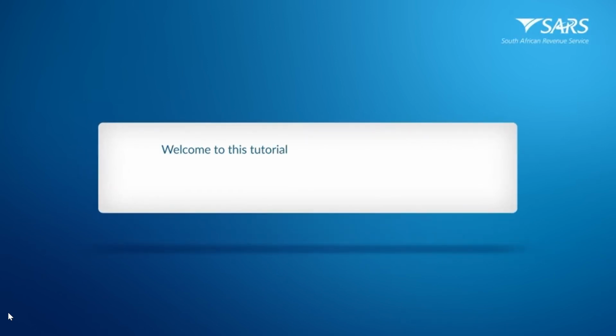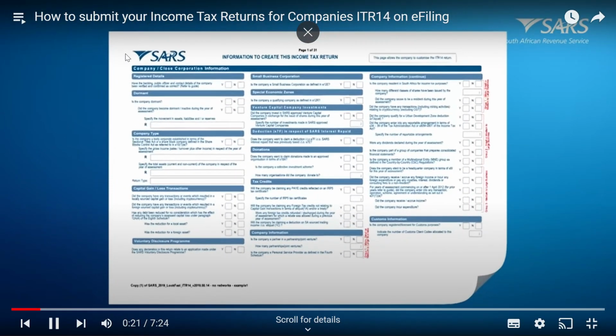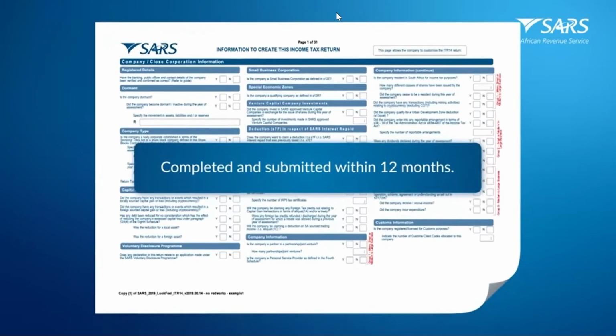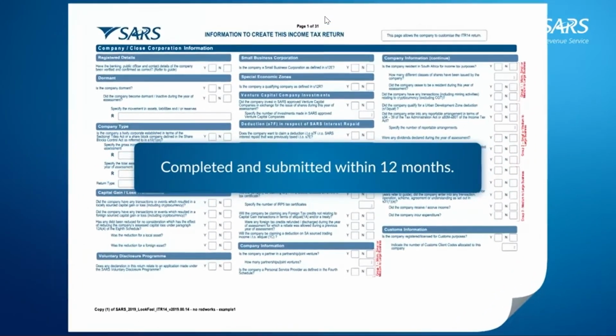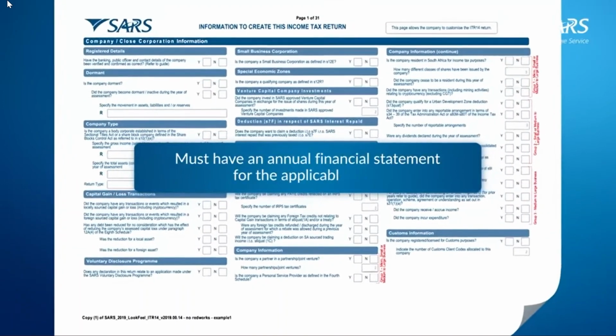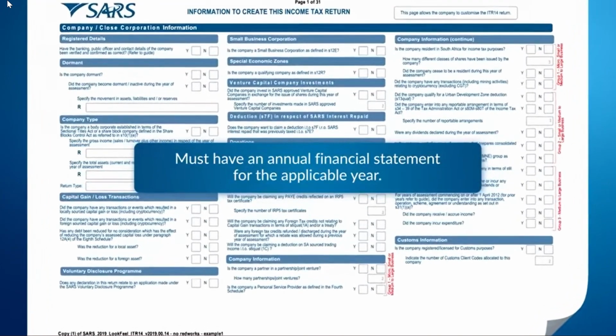Welcome to this tutorial on how to complete a company tax return ITR 14 on e-filing for a dormant company and a micro company. The company tax return ITR 14 must be completed and submitted to SARS within 12 months after the financial year end of the company. The company needs to have an annual financial statement for the applicable year to complete the return.